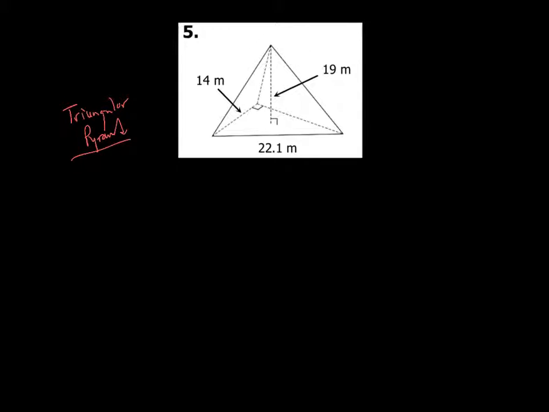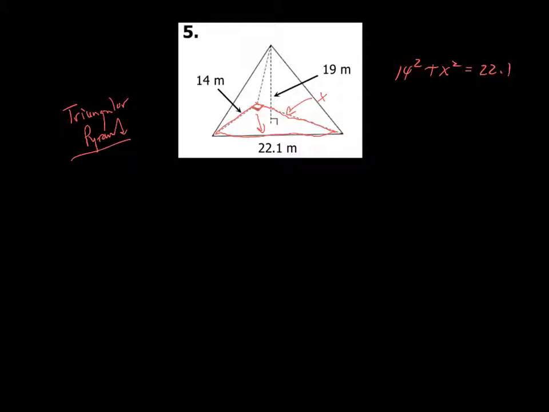And so the base of this pyramid is a triangle. And the height of the triangle and the base are always connected by a right angle, which makes this the height of the triangle. But I don't know that. I do know it's a right triangle, so I do know that 14 squared plus x squared equals the hypotenuse squared. And the hypotenuse is always across the street from the right angle.